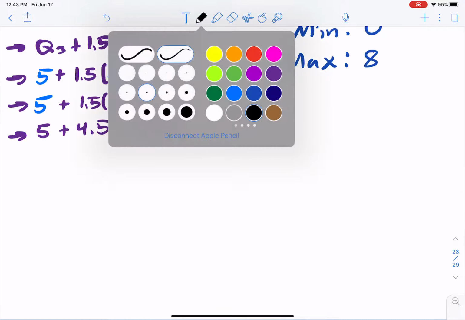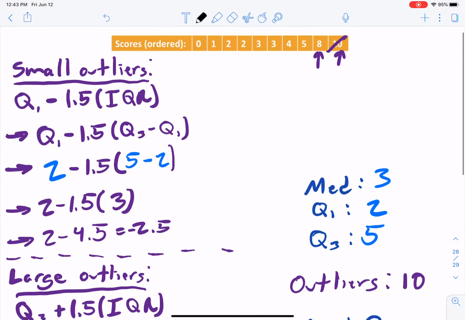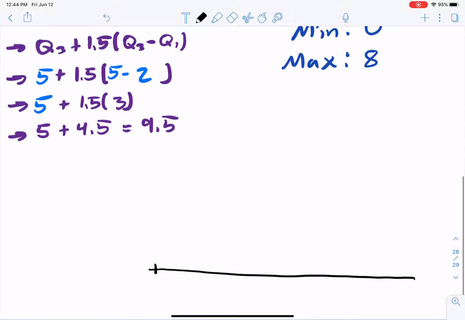So I will draw a quick straight line, like so. Look at that, almost straight. Okay, and then let's see. As far as tick marks go, we can go from 0 to 10. So 2, 4, 6, 8, and 10. The scale doesn't really matter. I know it's off just a little bit.